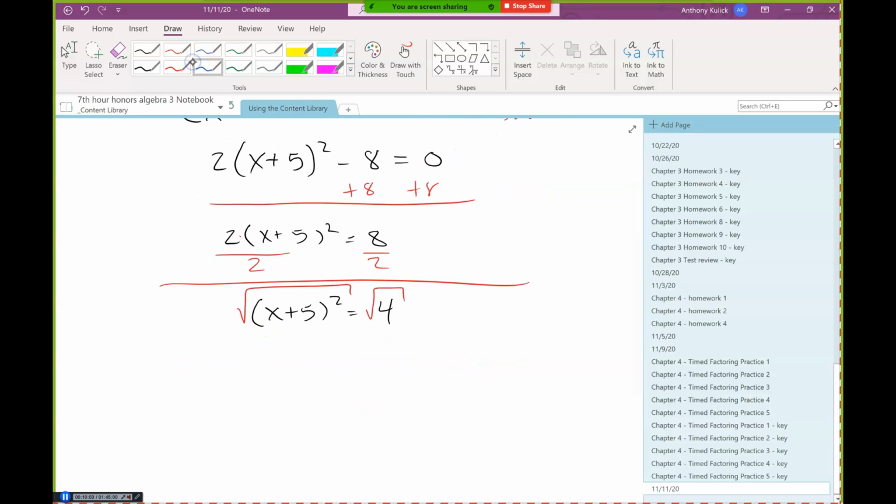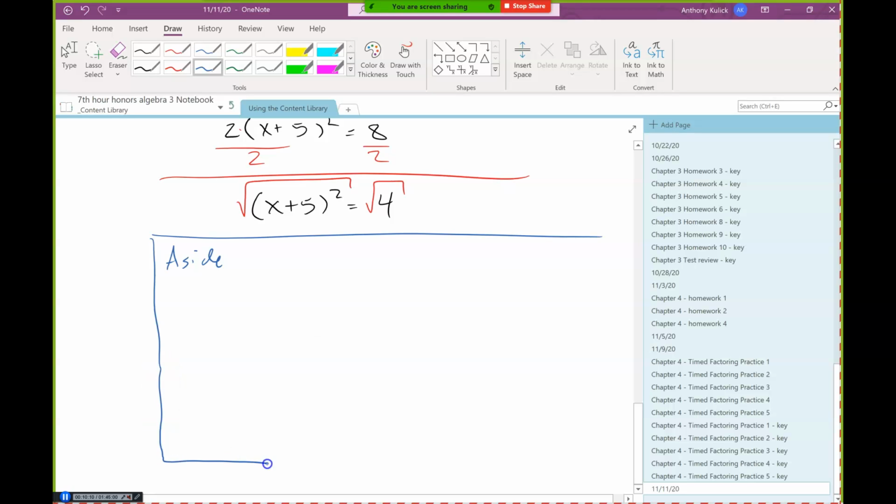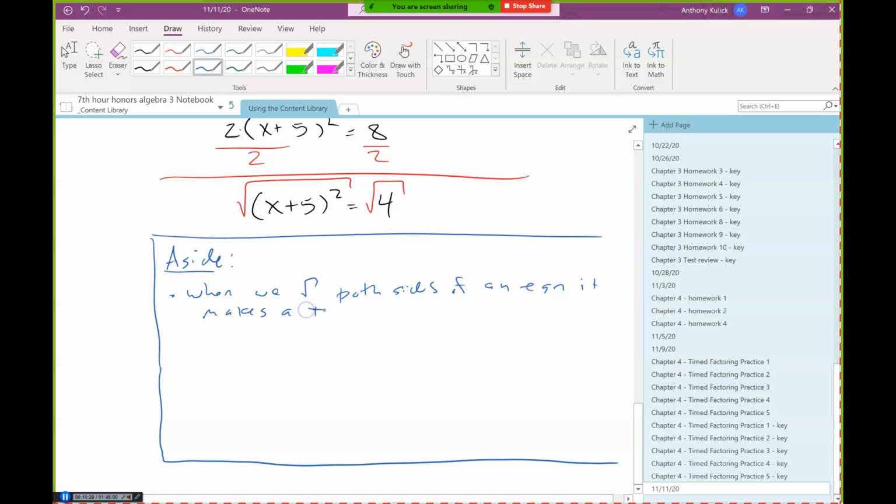I'm going to pause here and do a little aside because we need to talk about some properties of roots that maybe you've seen before and need a little refresher on, or maybe you haven't seen before. So the first thing is if we square root both sides of an equation, it's going to create a plus or minus.